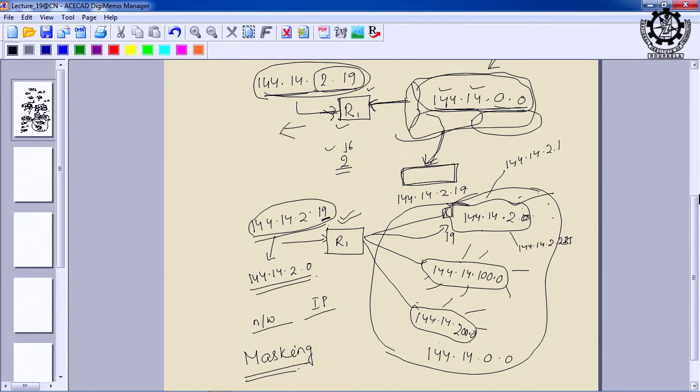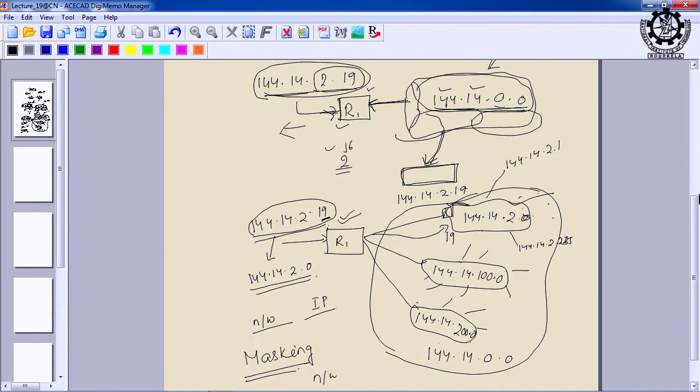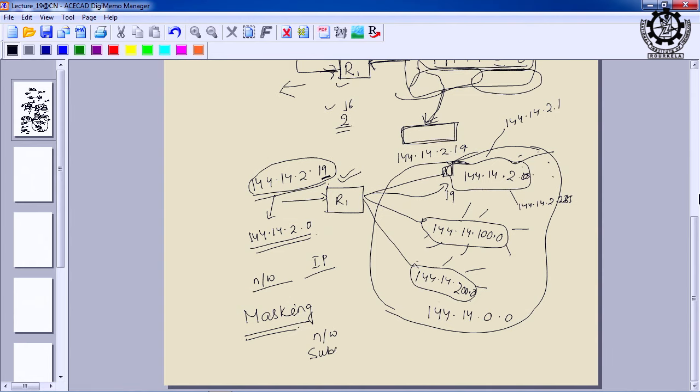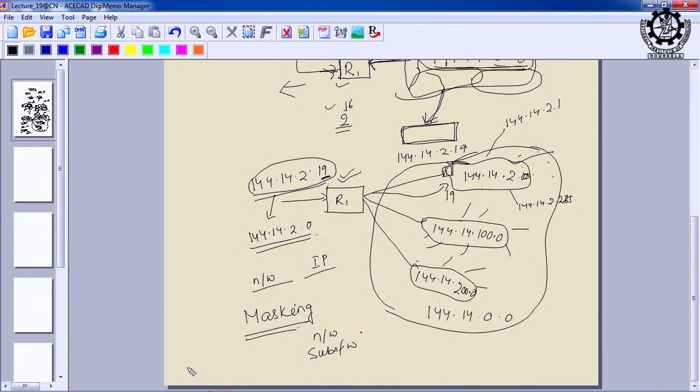So, masking is the process that extracts the network address from the corresponding IP address of a datagram, either the network address or the subnetwork address. If it is subnetted, then it will find the subnetwork address. If it is not subnetted, then it will find the network address. So, that is the job of your masking.